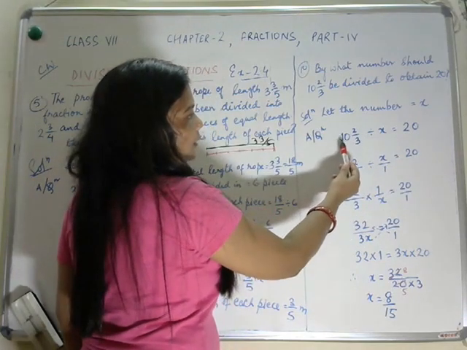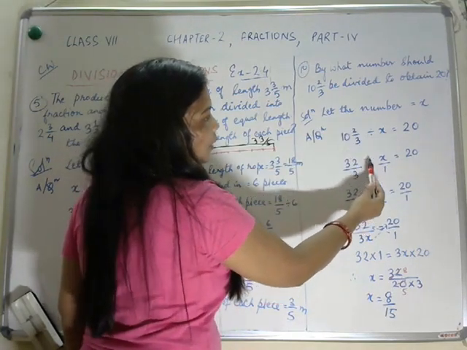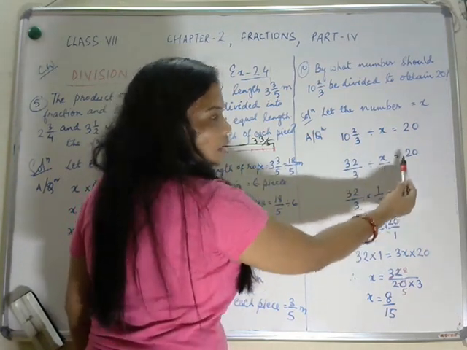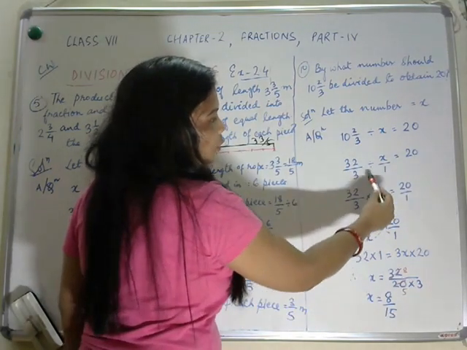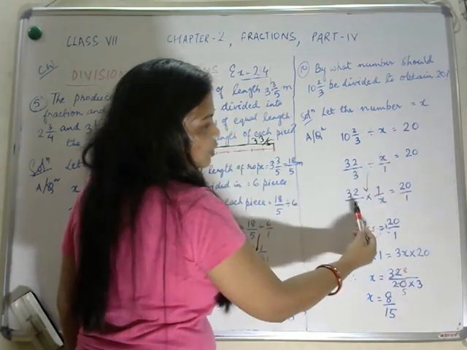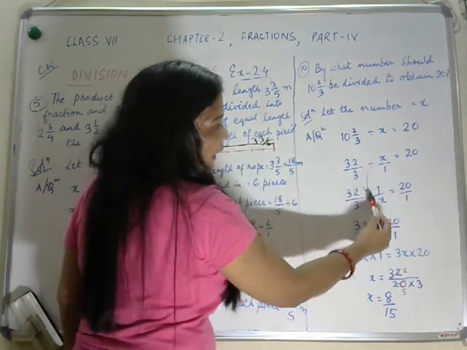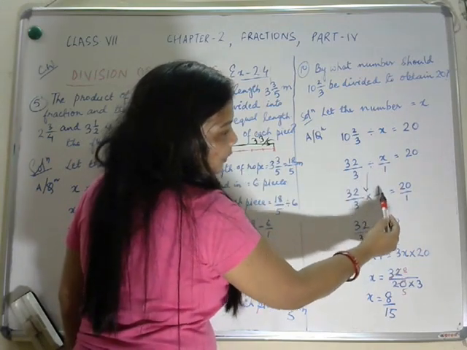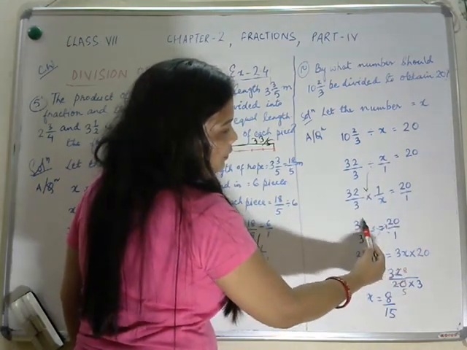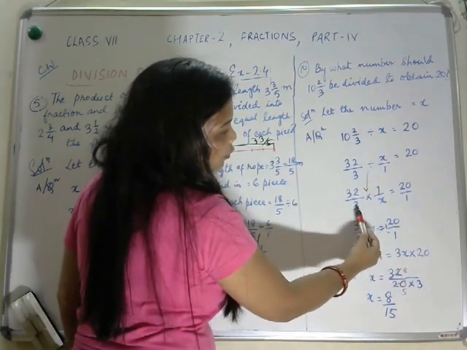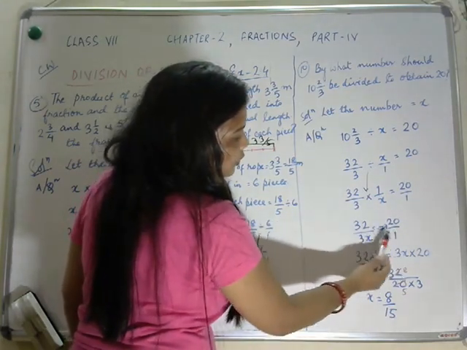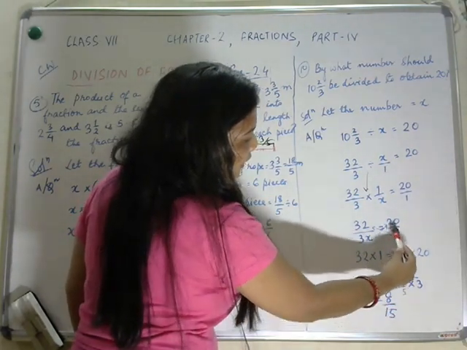Simplifying, 10 3s are 30 plus 2 is 32 by 3 divided by x, changing x to x by 1 to make it a fraction, is equal to 20. 20 you can also write as 20 by 1. So again following the same rule, changing your division sign to multiplication sign and inverting the next fraction. 32 by 3 into 1 by x is equal to 20 by 1. On simplifying, 32 by 3x, 32 into 1 is 32, 3 into x is 3x is equal to 20 by 1. So 32 into 1, cross multiplication, is equal to 3x into 20.